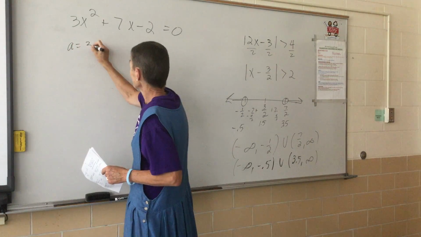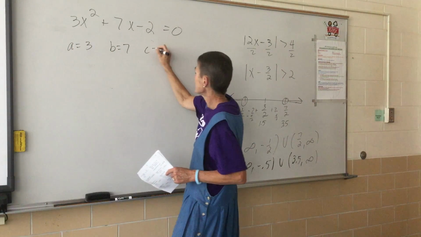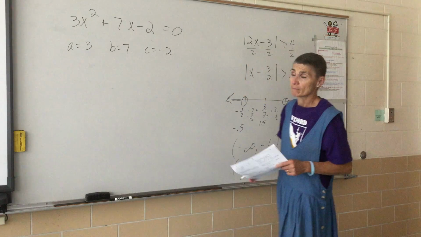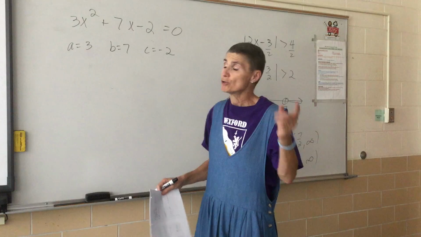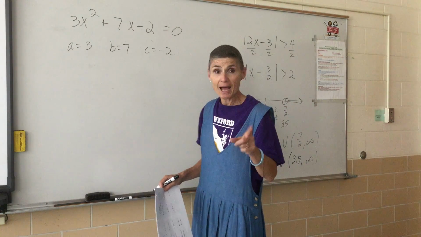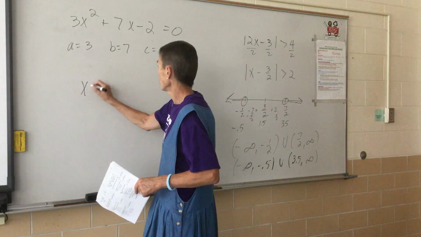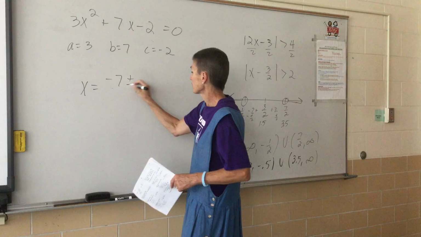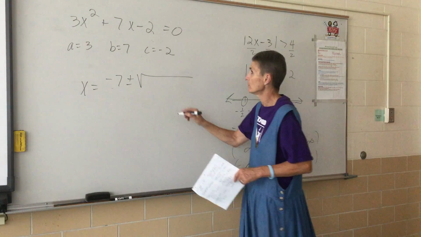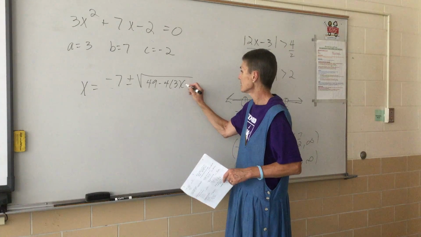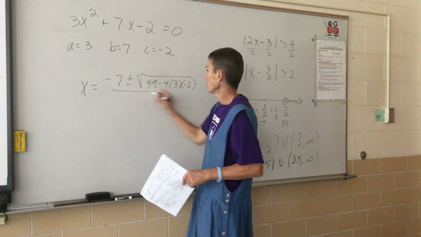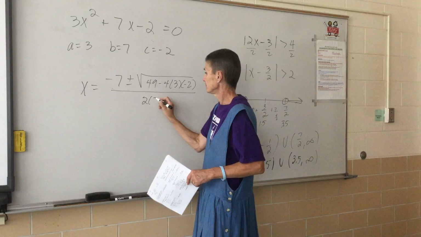So A equals 3, B equals 7, C equals negative 2. Here we go. If you don't have this memorized, you gotta get it memorized, because I am not giving it to you. X equals negative b plus or minus the square root of b squared minus 4ac all over 2a.